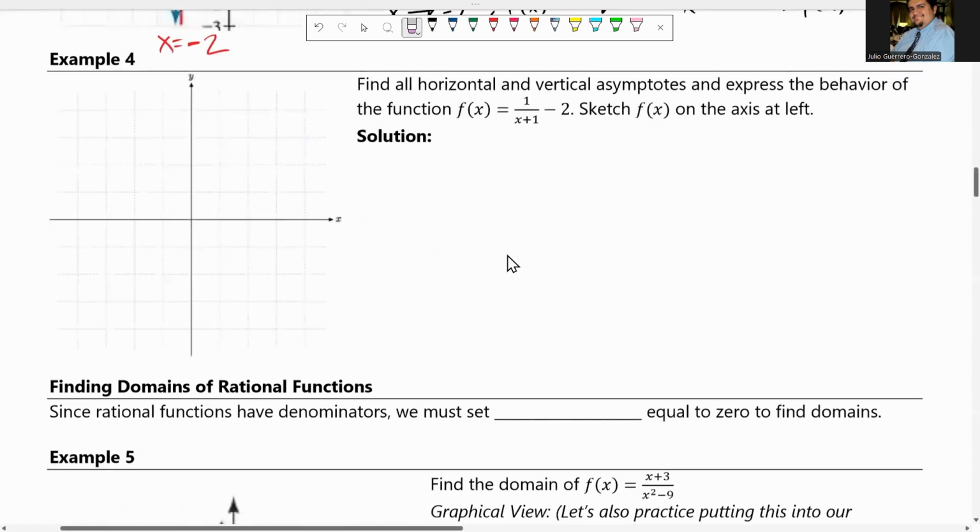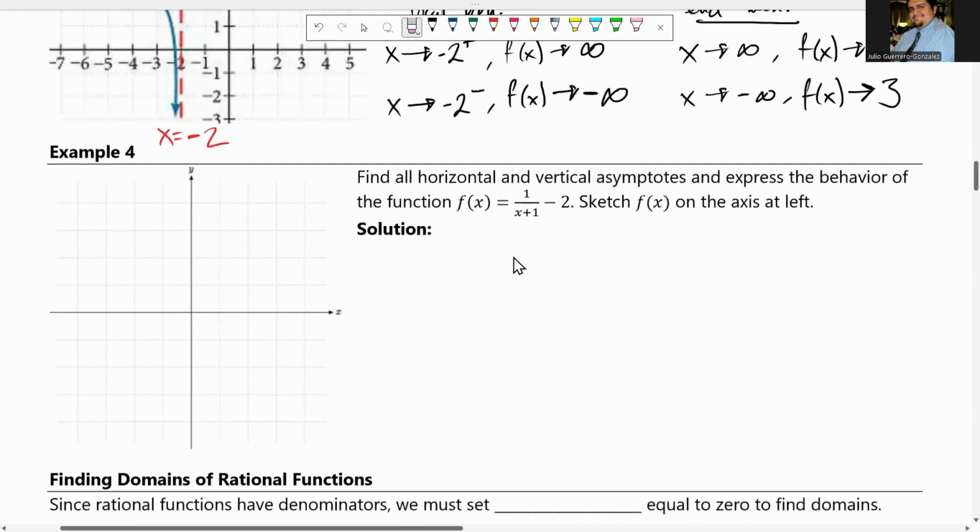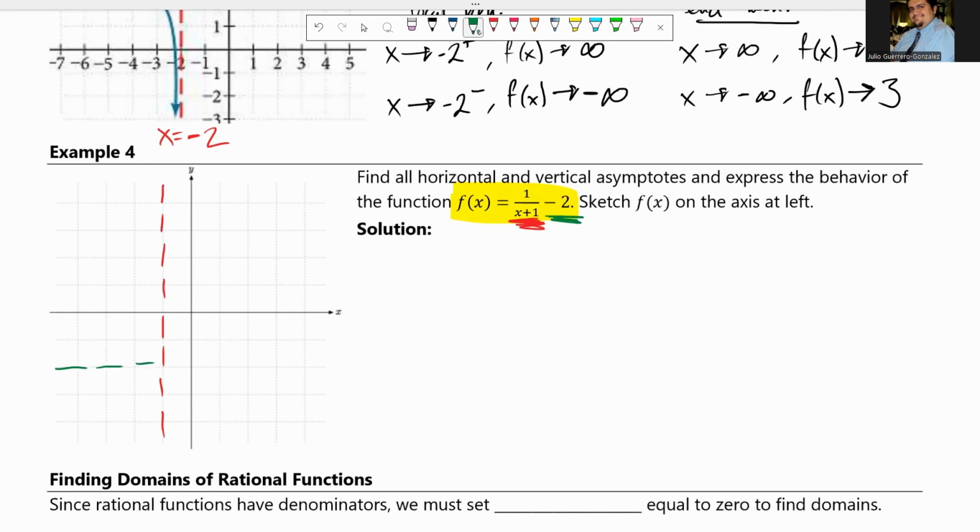Moving right along. So now I'm giving you guys a function. I'm giving you this one. I want to sketch it first, and then we're going to describe the behavior. So we know this is going to give us the horizontal one, and this is going to give us the vertical one. So our vertical asymptote is going to be at -1, so I'm going to draw that in. And our horizontal asymptote is going to be at -2, so -2 right here.